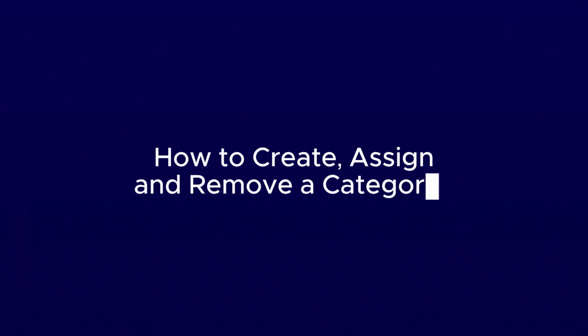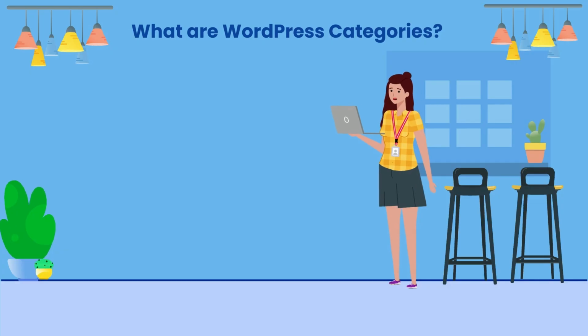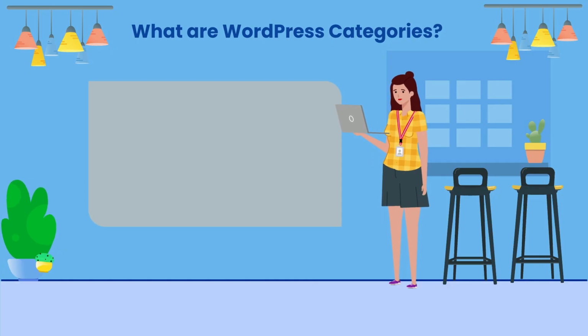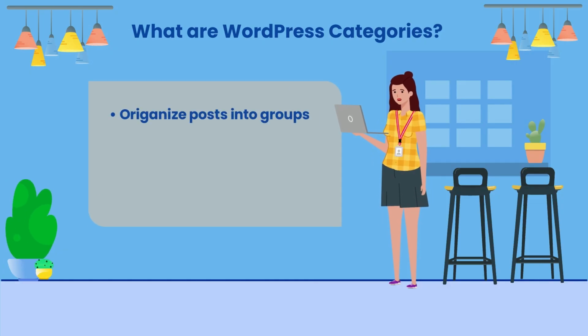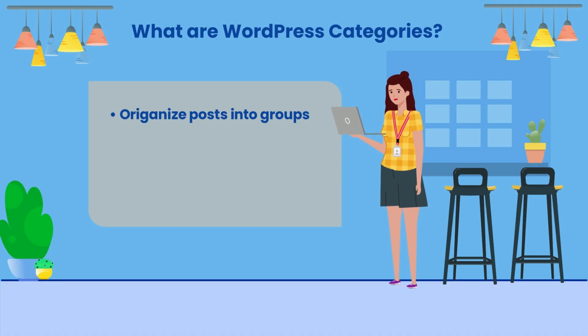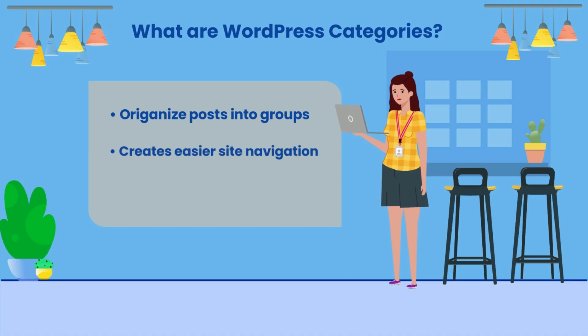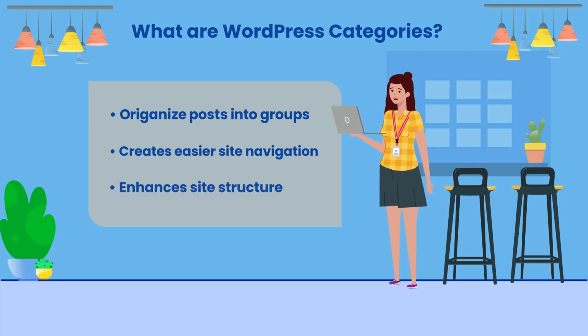In this video, we will show you how to create, assign, and remove a category in WordPress. What are WordPress categories? Categories offer a simple yet powerful way to organize your posts into meaningful groups. Creating custom categories makes it easier for visitors to navigate your site and quickly find the content they want. In this demo, we'll explain how to create categories effectively and how to use them to enhance your site's structure.